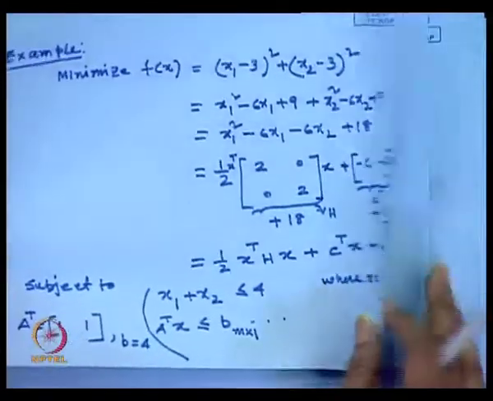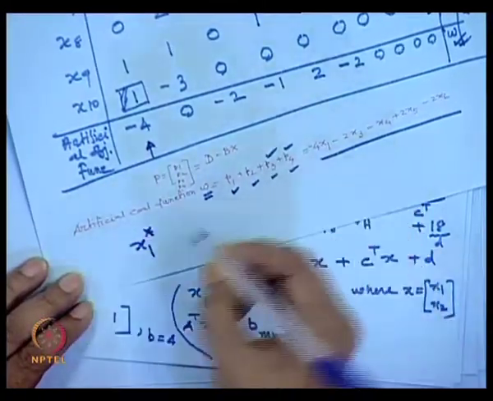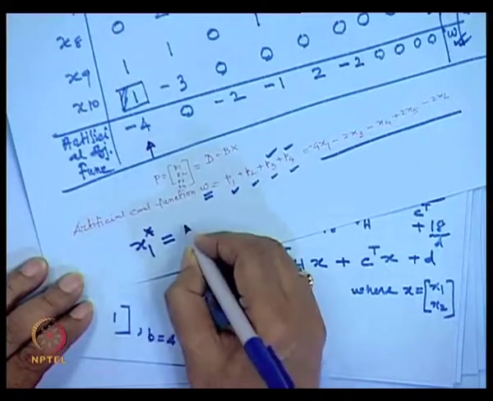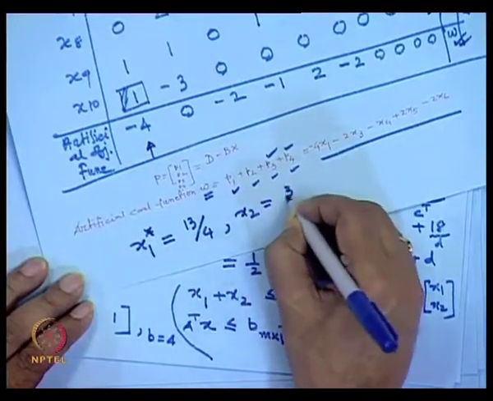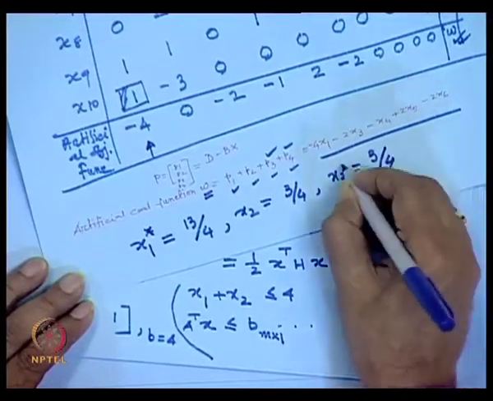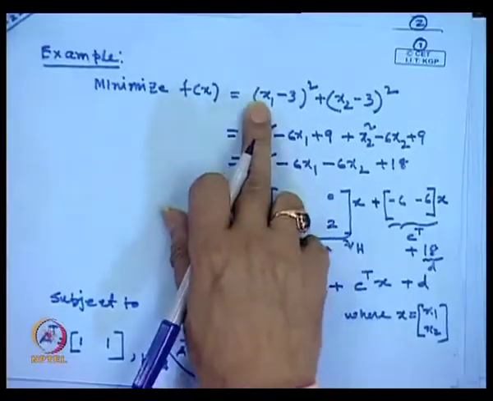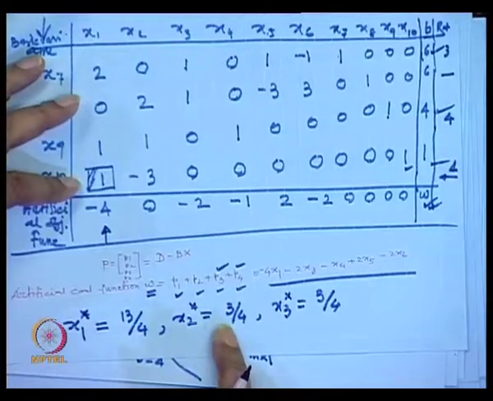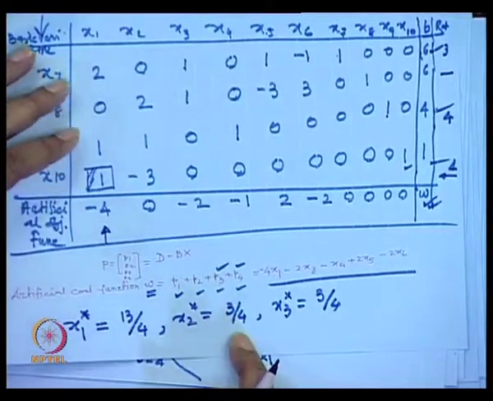So, we have discussed this up to here in the last class. Please solve this problem and complete it. You will see that after 4 iterations the solution is given: x1 is 13 by 4, x2 is 3 by 4, and x3 is 3 by 4. So, our basic variables are x1 and x2. So, you will get the optimum value of the function at x1 equal to 13 by 4 and x2 equal to 3 by 4.